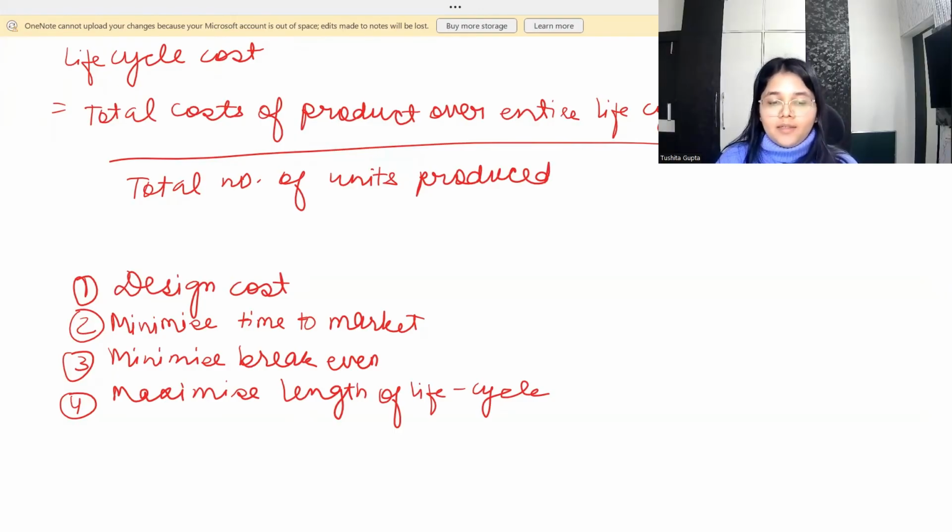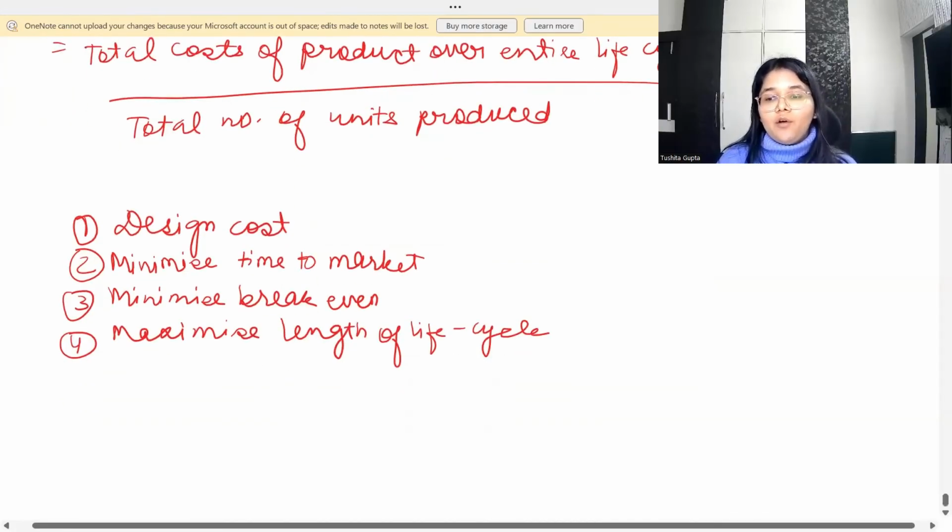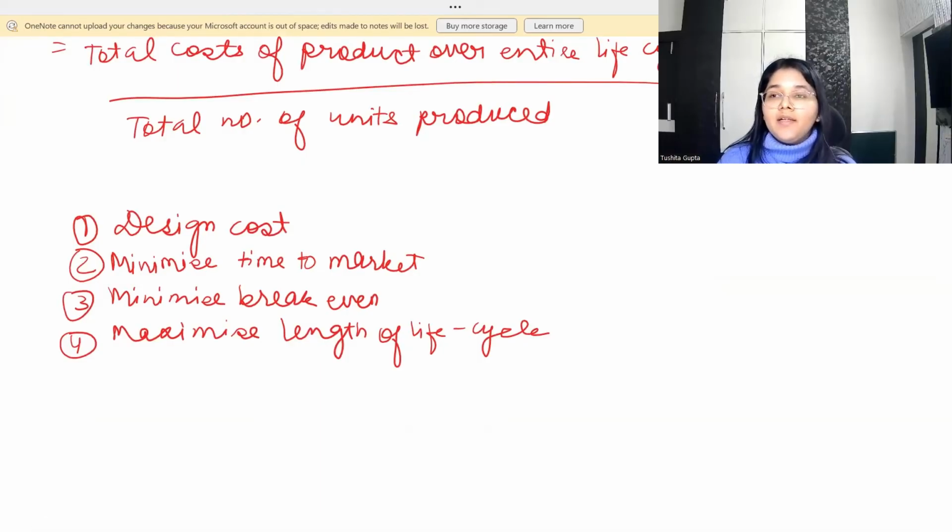Now, another thing that we need to know about life cycle costing is that it is an excellent tool when it comes to assessing the alternatives in the procurement of large assets, because it will help you to compare the entire life cycle costs over the entire life cycle benefits. So it's an excellent tool for you to assess the alternatives when you are considering the procurement of large assets.